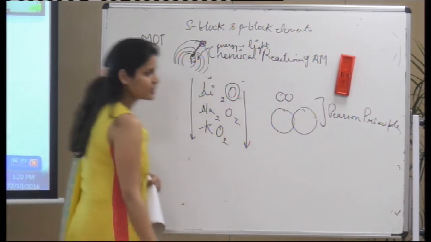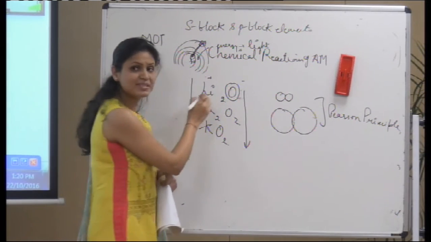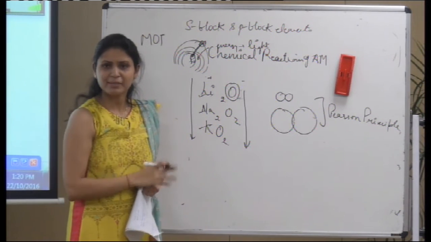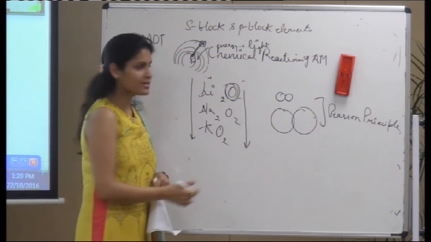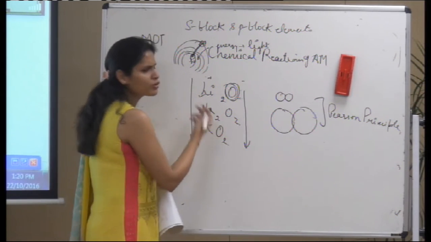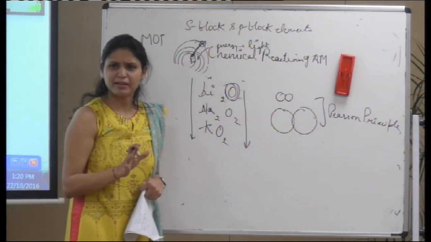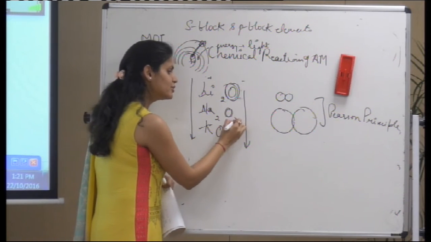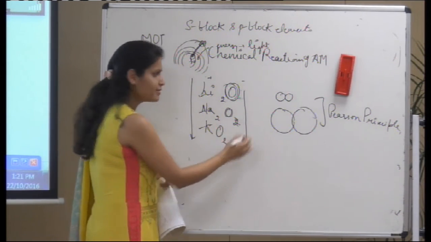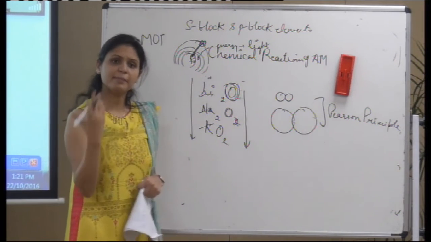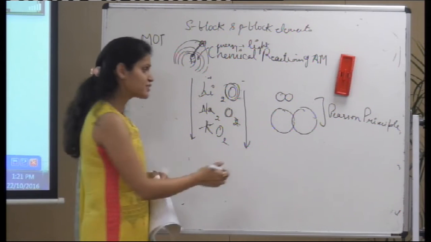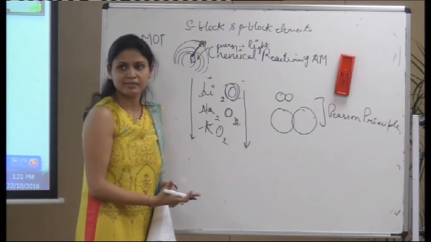Since lithium is the smallest element in the alkali metals, it would prefer a smaller counter ion. Similarly, sodium is a medium-size atom, so it would prefer a peroxide ion. Potassium is a way bigger ion than sodium, and hence it will prefer a bigger ion, that is superoxide.